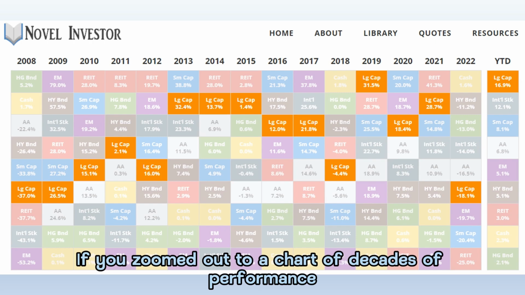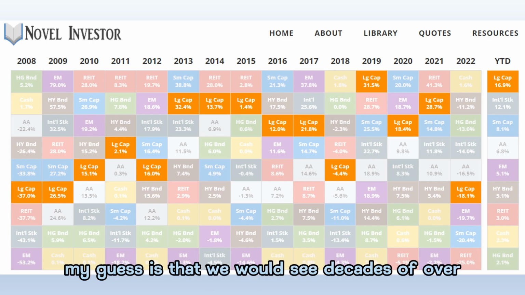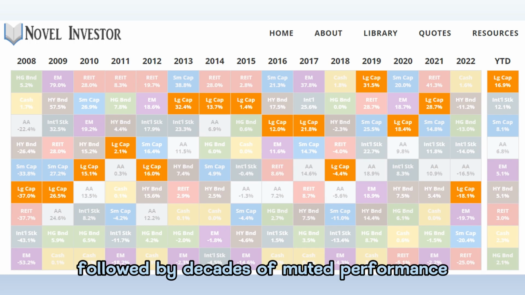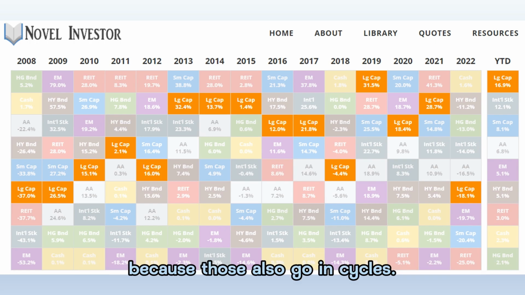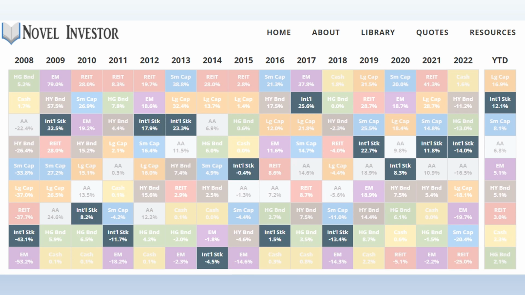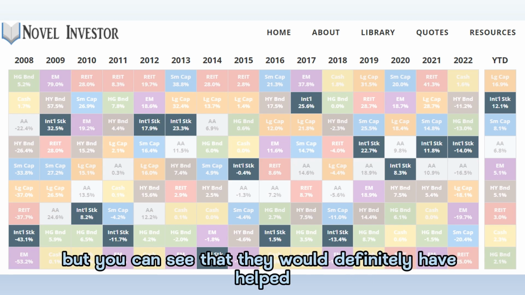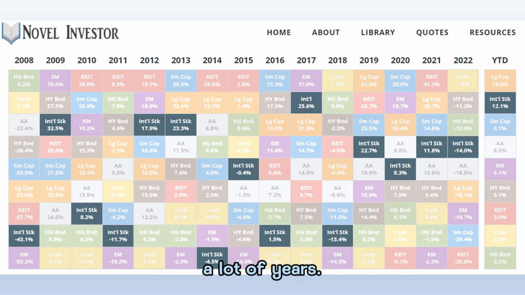If you zoomed out to a chart of decades of performance, my guess is that we would see decades of overperformance followed by decades of muted performance, because those also go in cycles. Pictured here are international stocks, and I know that those aren't as popular with a lot of US investors, but you can see that they would definitely have helped your portfolio a lot of years.